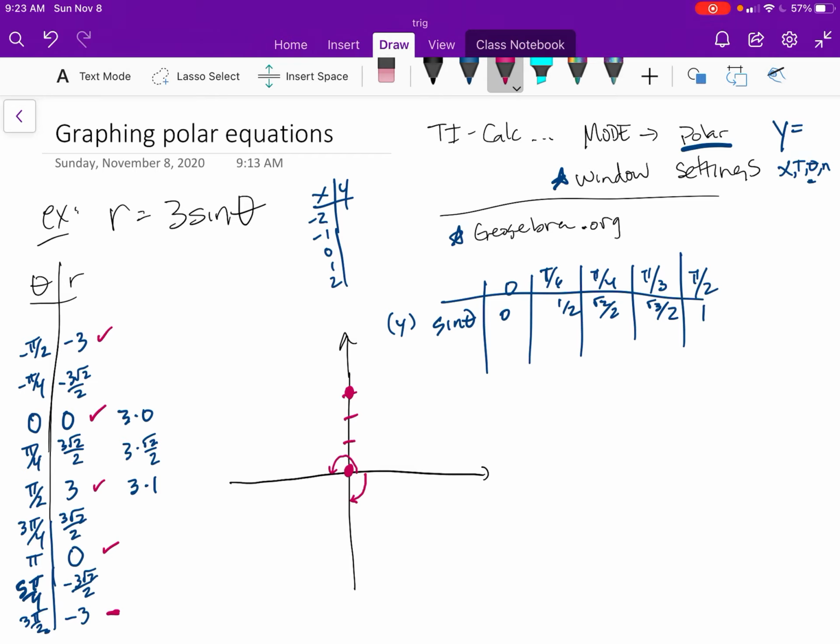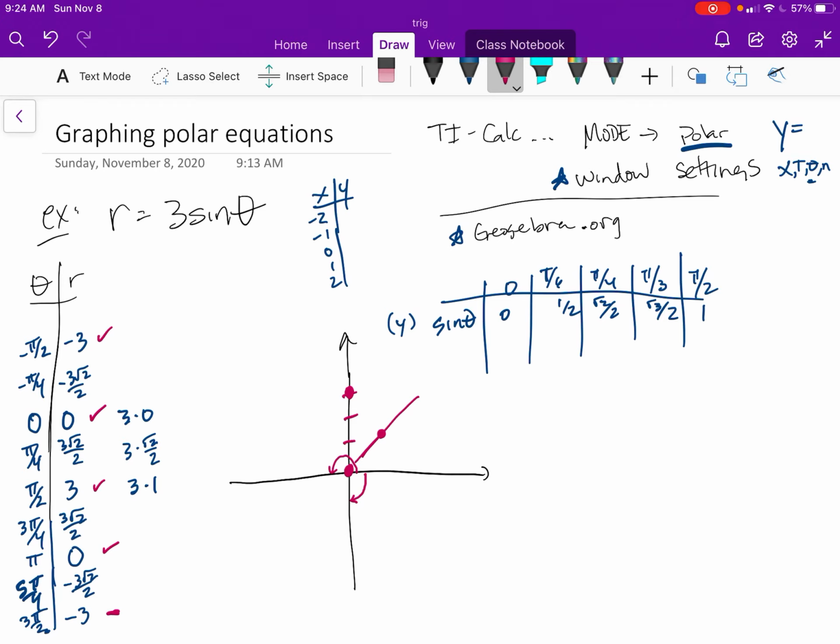So let's try some of these in between. Pi over 4 gives me 3 root 2 over 2. So I'm trying to approximate here, it's going to be not even 2, right? 1.5 times 1 point something. At either rate, pi over 4, I know, is this angle, and I'm going to go somewhere like, eyeballing it, here. I don't think it's quite 2, but we could put that in a calculator.